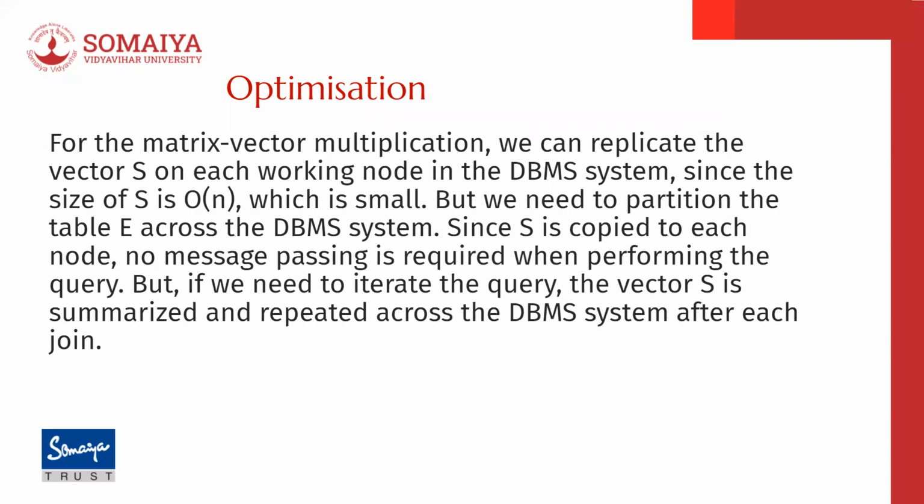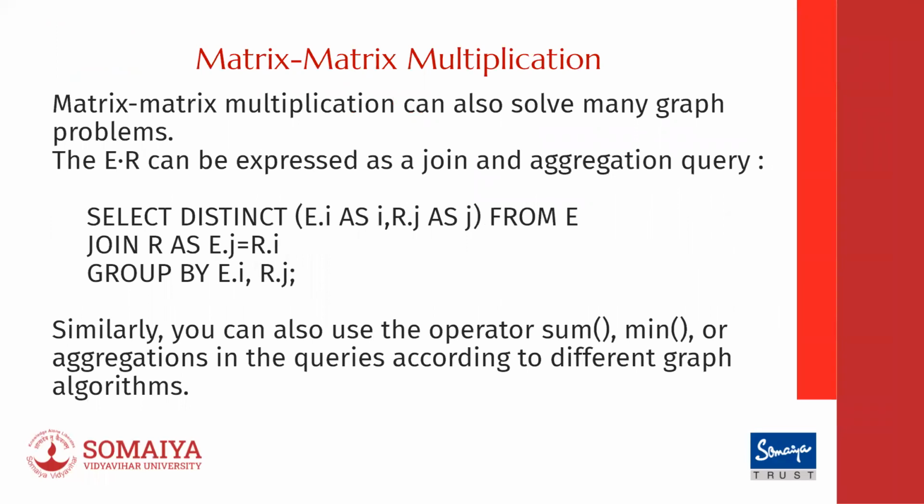The second type of problem is matrix multiplication. This can also be used to solve many different types of graph problems. It can be expressed as a join and aggregation query, which is given on this slide. We can also use the operators sum, min, or different aggregate functions depending on the type of graph problem we are supposed to solve. So this is flexible.